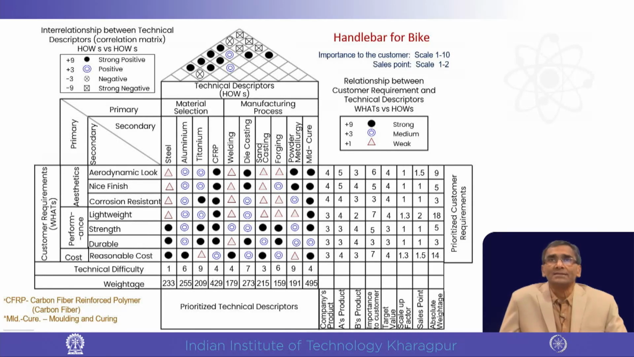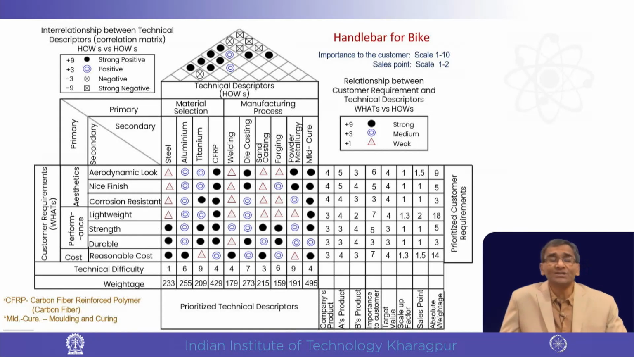So what is this? Here you see on the left hand side the customer requirements, or what we call the what is required. What will be met, when we say what is required, and then how it will be met. So what and how is the name of this game.